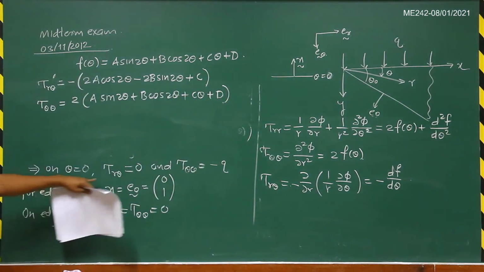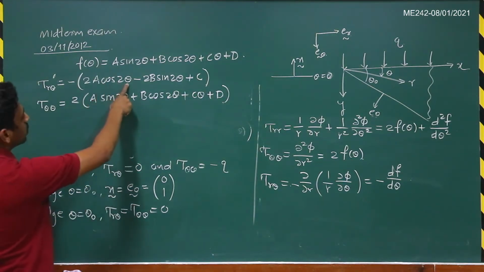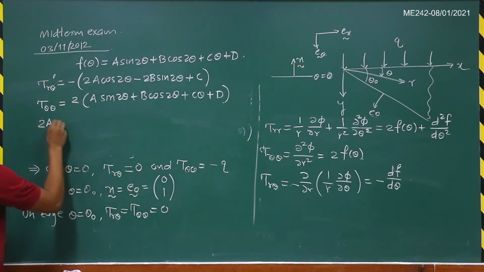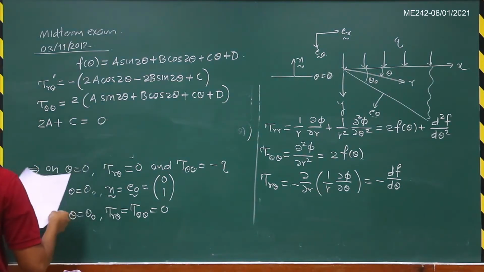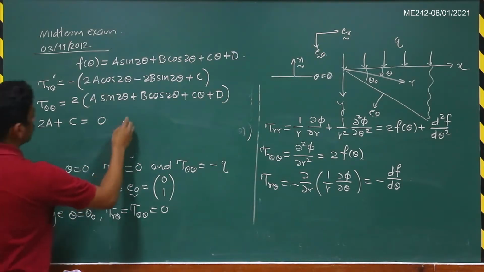Now we use these boundary conditions. So tau r theta equal to 0 at theta equal to 0. If we put theta equal to 0, we get 2a plus c equals to 0. So the first equation we have obtained is 2a plus c equal to 0.